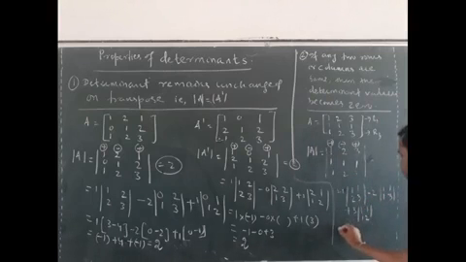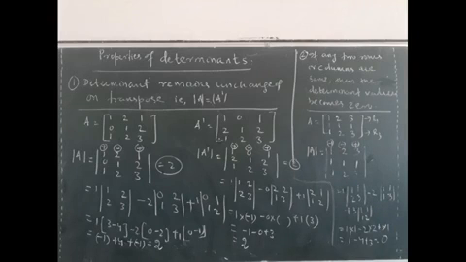If I calculate this, it is 1 multiplied by (3 minus 2), which is 1, then minus 2 multiplied by (3 minus 1), which is 2, plus 3 multiplied by (2 minus 1), which is 1. So this is 1 minus 4 plus 3; 1 plus 3 is 4, and 4 minus 4 gives you 0. As I suggested, if any two rows or any two columns are the same, then the value of the determinant becomes 0. This is completely evident from this example.